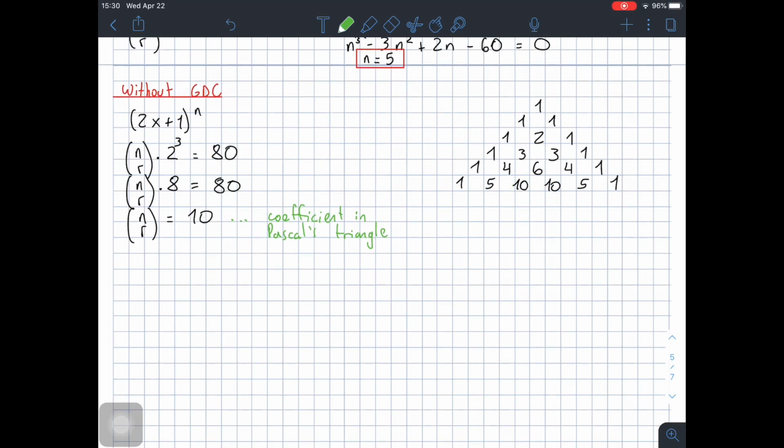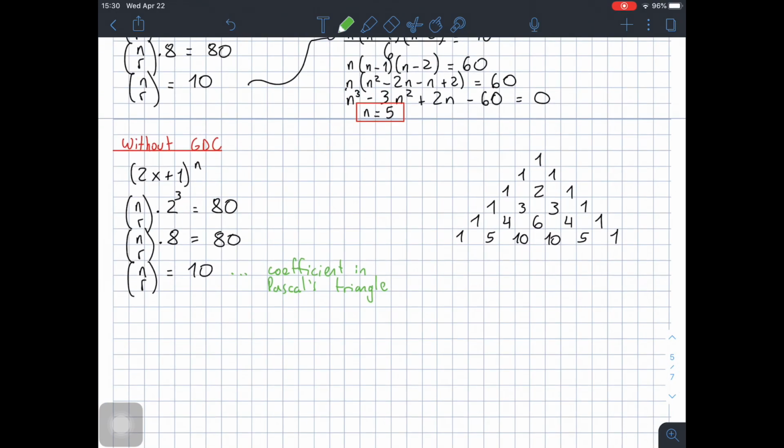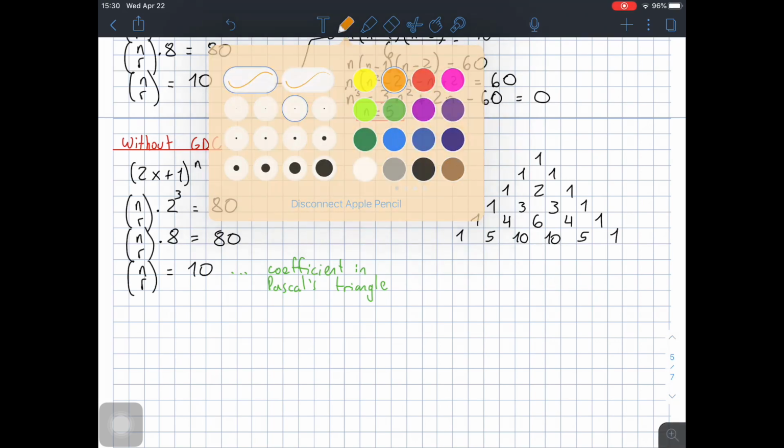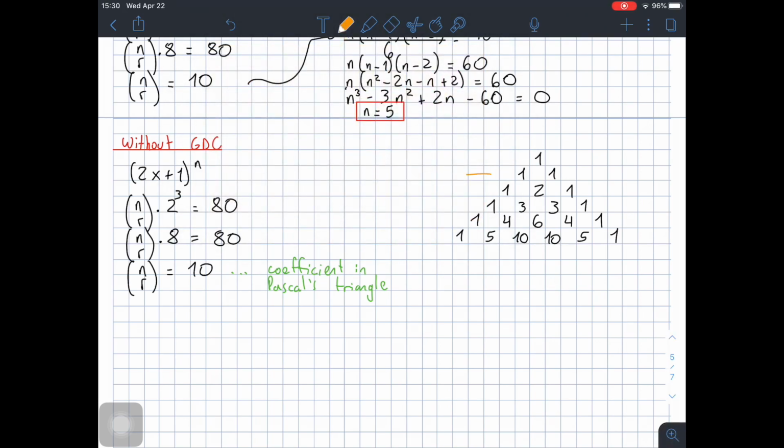Now, if I take a look at this, in which of these 2 10s will I get an x cubed? What do you think? So let's analyze the row of this Pascal's triangle. Remember, this is the first row. This is second, third, fourth, and fifth, right?